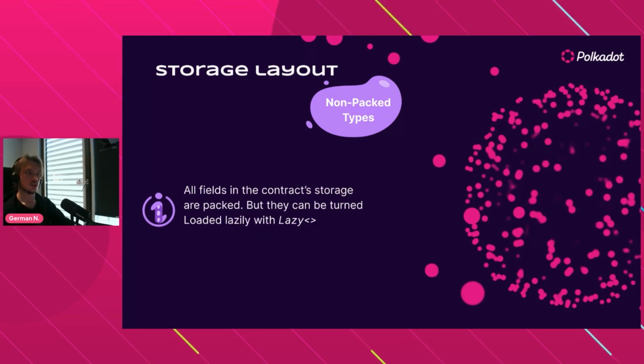But in Ink, you can also decompose storage to be non-packed type by wrapping one of the fields into Lazy. Then in this case, when you access one of the fields from storage, it will not load the field that's wrapped inside Lazy. So now let's look at the example.